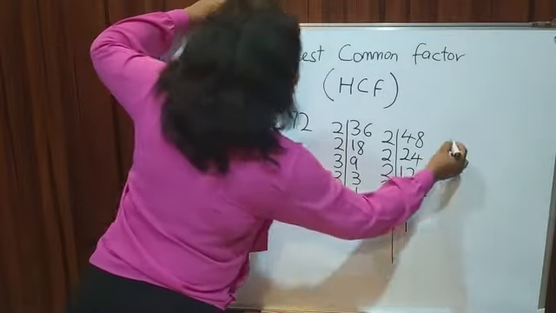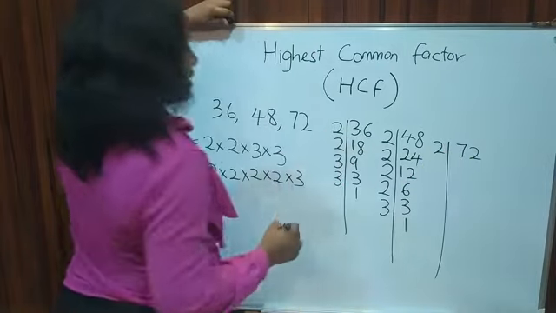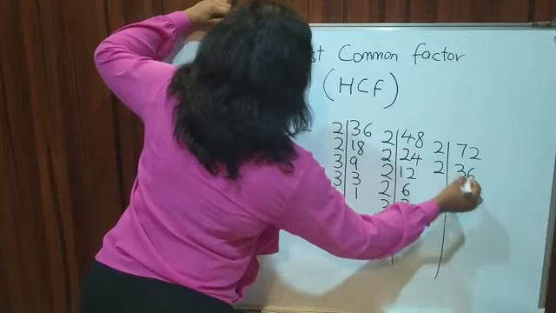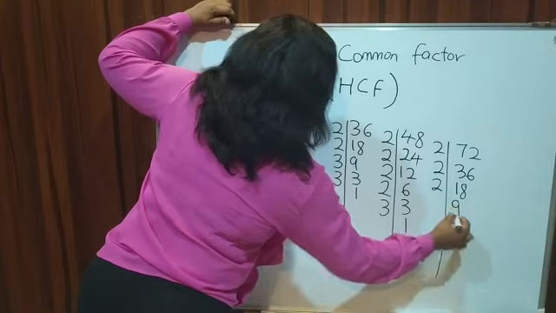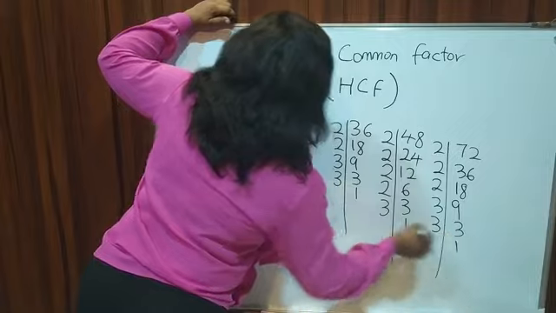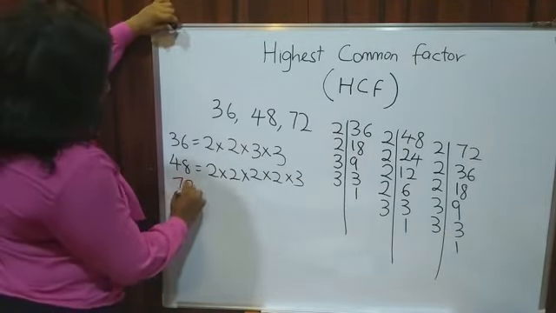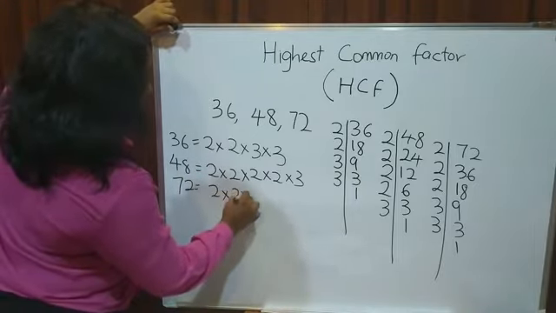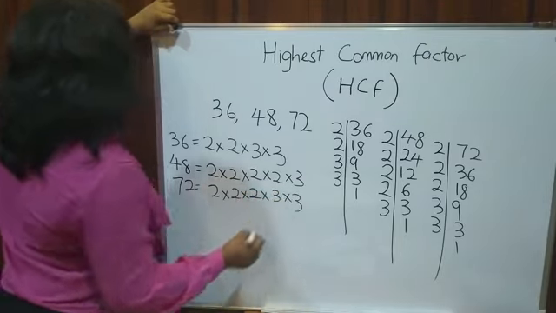Then our 72. 72, an even number as well. 2 gives us 36. Another 2 gives us 18, 2 gives us 9, 3 gives us 3, and 3 gives us 1. So we have 72 equals 2 times 2 times 2 times 3 times 3.